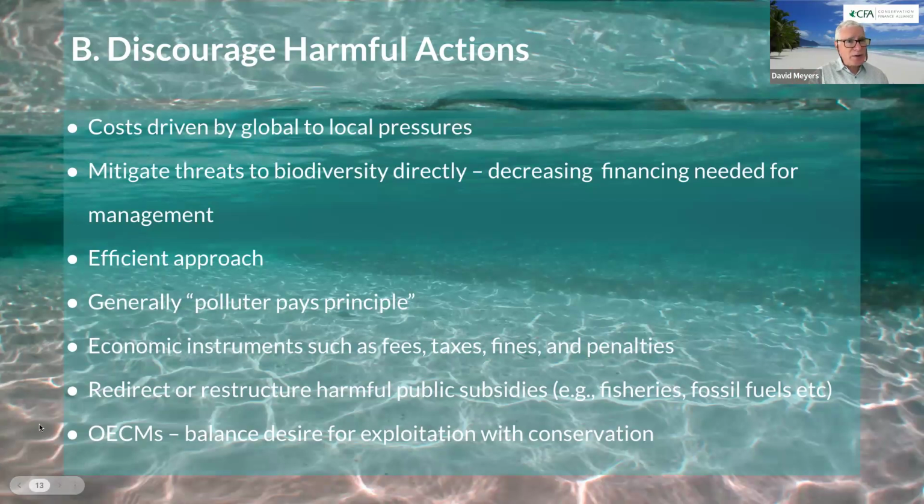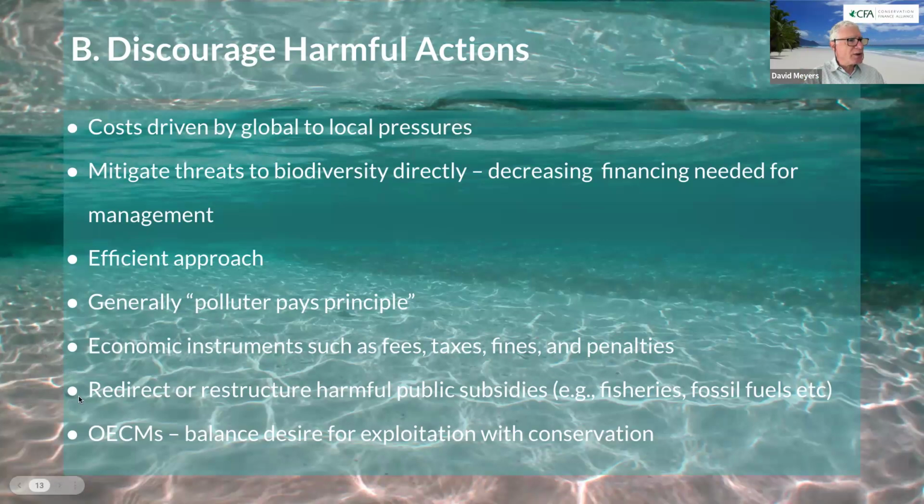It's an efficient approach where you're really directing activities towards those, as I say, cost generators and those that are threatening your outcomes. And then it usually works on a polluter pays principle. So if there's a company or actor or stakeholder that's causing problems, if you focus on them and get them to either change their behavior or compensate for their behavior, that's helpful. And then it will use a lot of economic instruments such as fees, taxes, fines, and penalties.